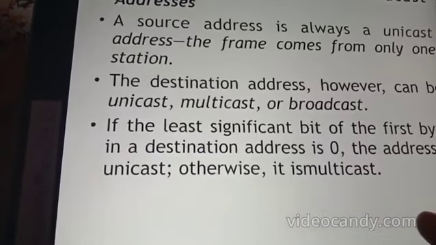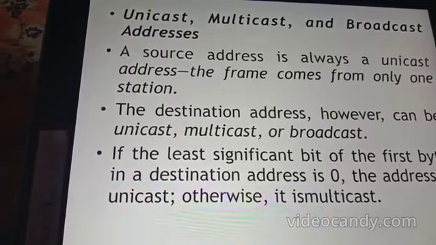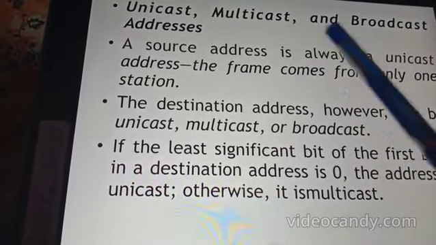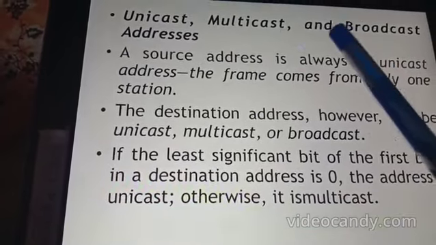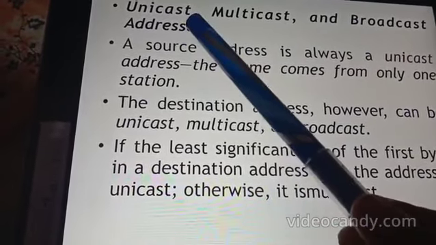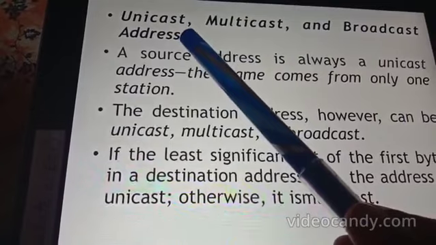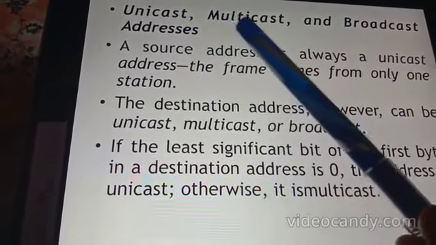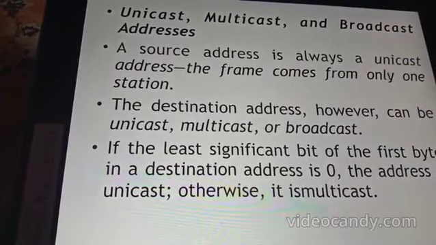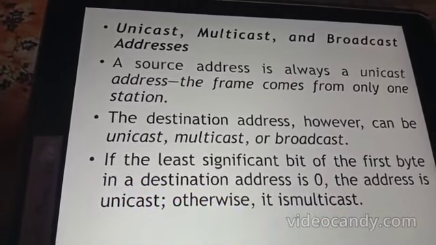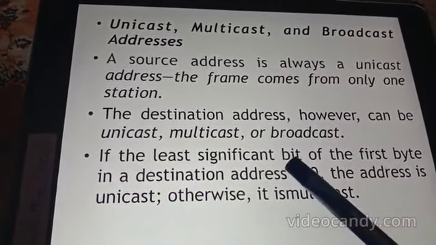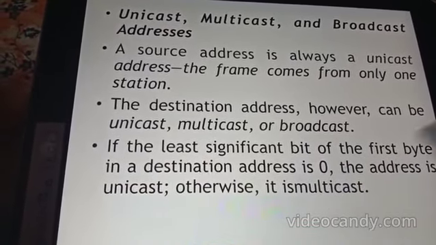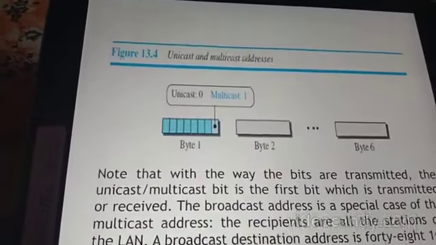Now there are different types of addresses, as I told: unicast, multicast and broadcast addresses. If it is unicast, the frame comes only from one station, and the destination can be unicast, multicast, or broadcast. And if the least significant bit of the first byte is 0, it is unicast, otherwise it is multicast.